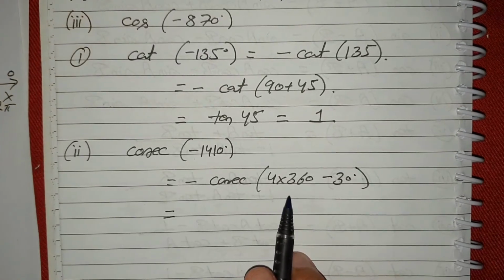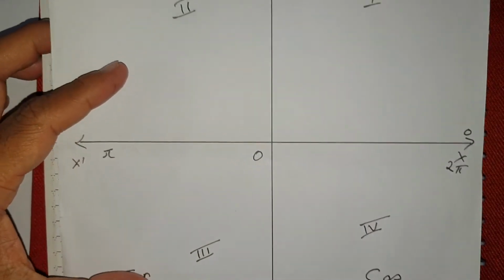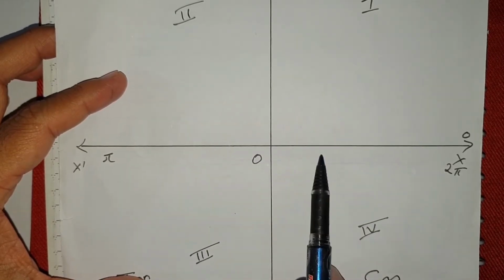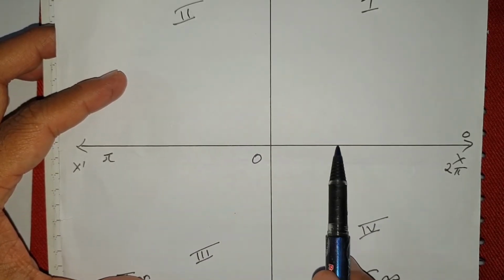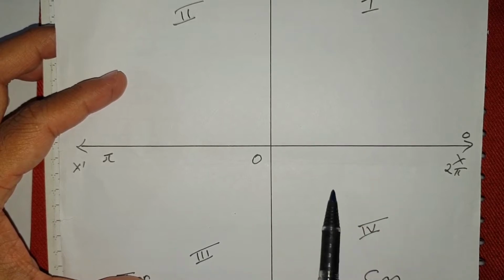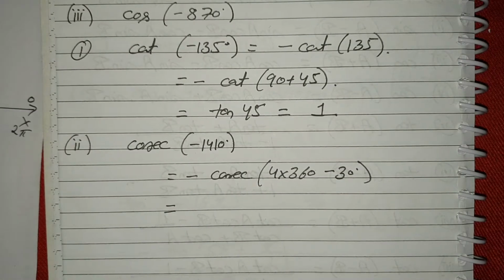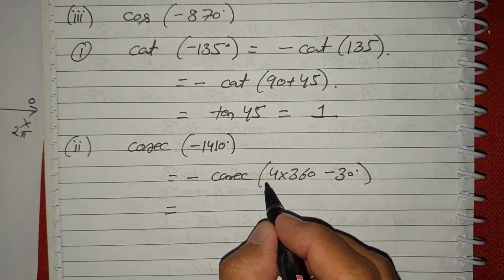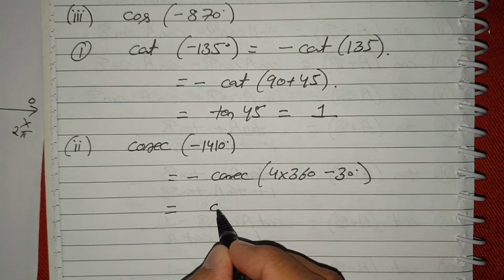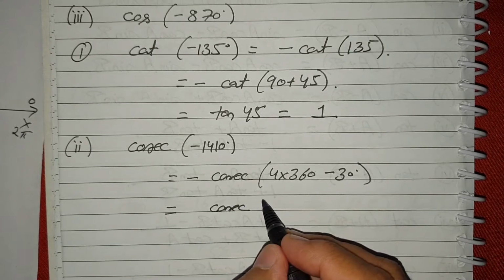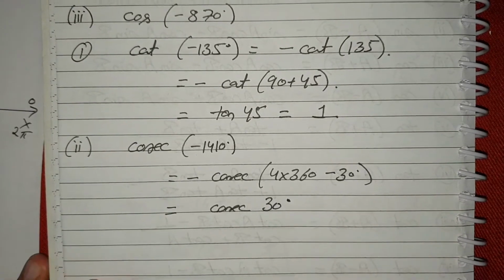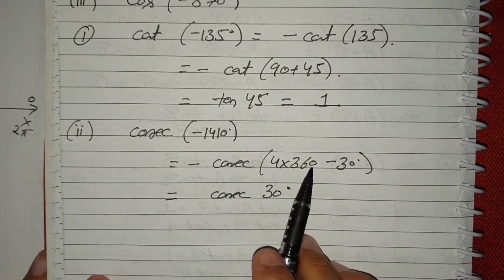Now 360 degree is a complete rotation. So 4 complete rotations, 1, 2, 3, 4, minus 30 will take you to the fourth quadrant. So this lies in the fourth quadrant. And in fourth quadrant, cosec is negative. So first of all, write cosec 30. And this will remain cosec only because this is 360, an even multiple of pi by 2.